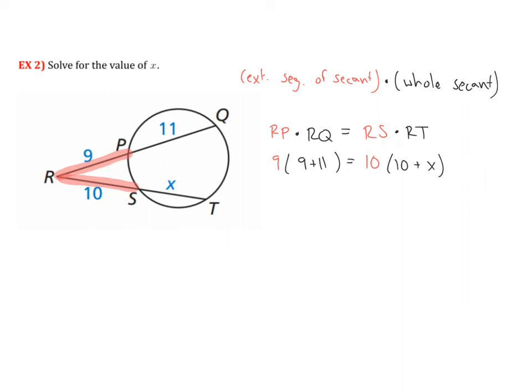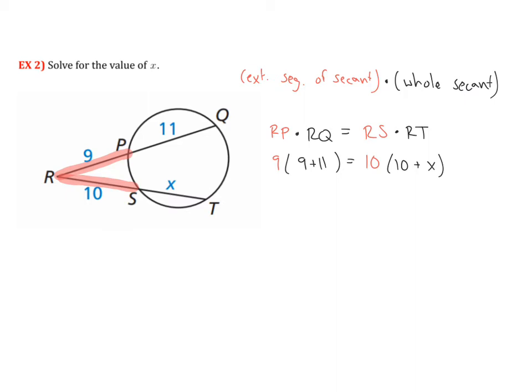So it might look a little bit funny, it might look a little bit weird, but again, it's because I don't know what X is. So in order to find the whole length for RQ, I added together 9 and 11. So same thing for RT. If I want the whole length of RT, I just need to take 10 and add it together with X.